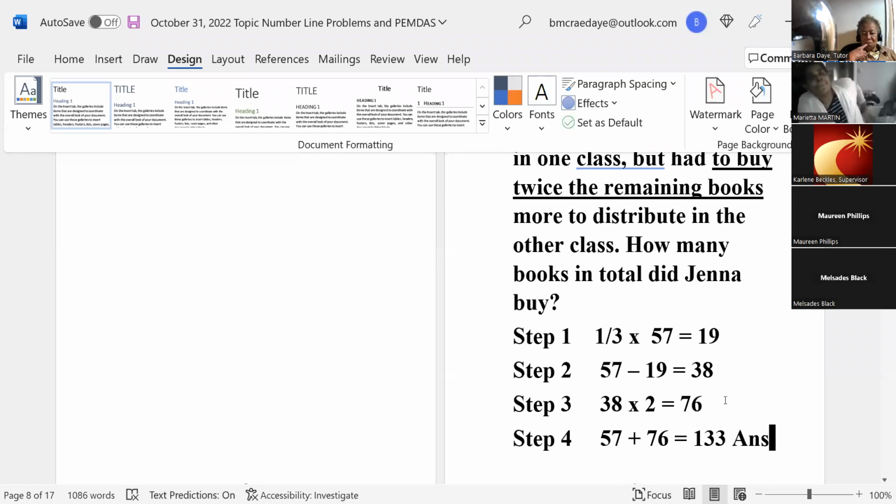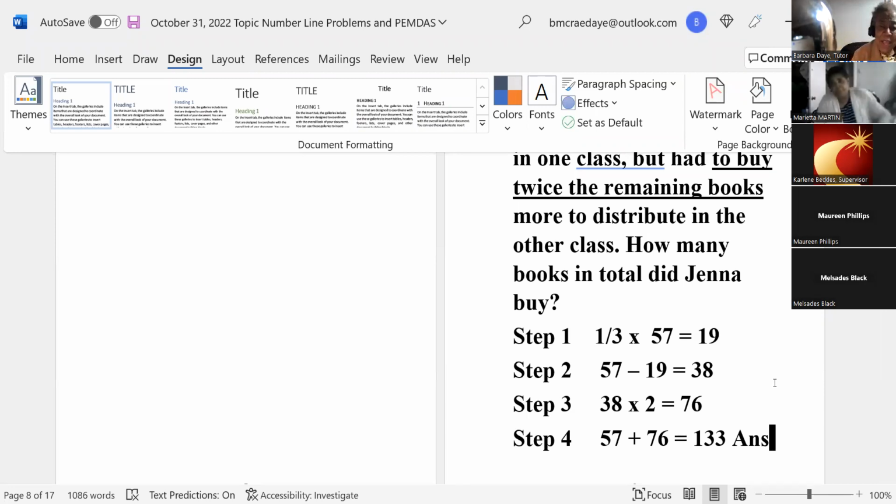Honestly, I almost missed getting the little part, 38 times 2, wrong. Then I caught myself and said, oh, I forgot that twice means 2. That's why Maureen said 2 times 38. Yeah, I know. But I almost missed it.